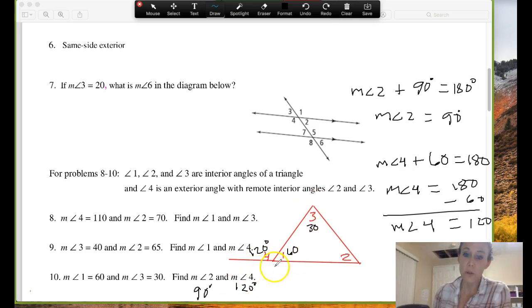Okay, so make sure you draw out a triangle first before you do these problems. Please draw yourself a triangle.